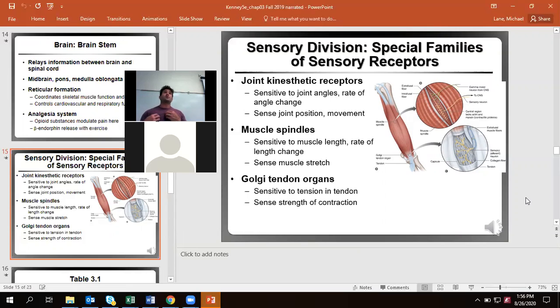Sorry, it detects stretch on the muscle through the muscle spindle. And whenever it is stretched, it tells the muscle to contract so the muscle doesn't overstretch and then tear. It is going to be the Golgi tendon organ, which is in the tendon, that tells the muscle to quit contracting so you don't tear the tendon off the bone.